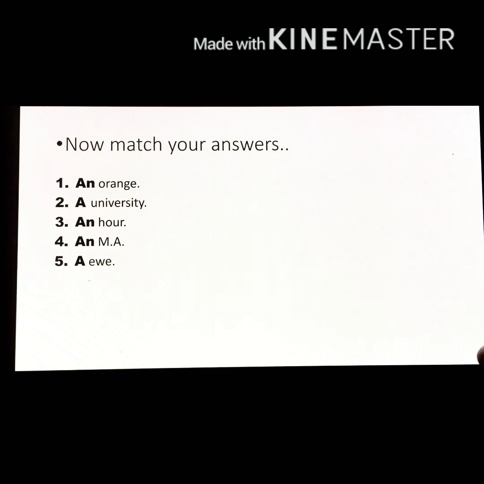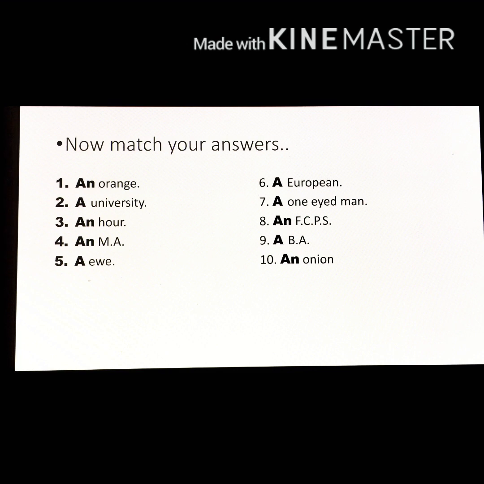An orange, a university, an hour, an MA, a EU, a European, a one-eyed man, an FCPS, a BA, an onion. Here you can see, in number 2, a is used before u, though u is a vowel. But the u doesn't sound like u here. It sounds like y-o-u, like y. That's why we cannot use an here.